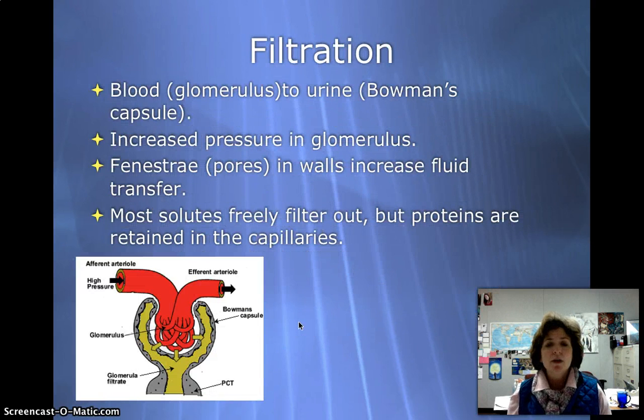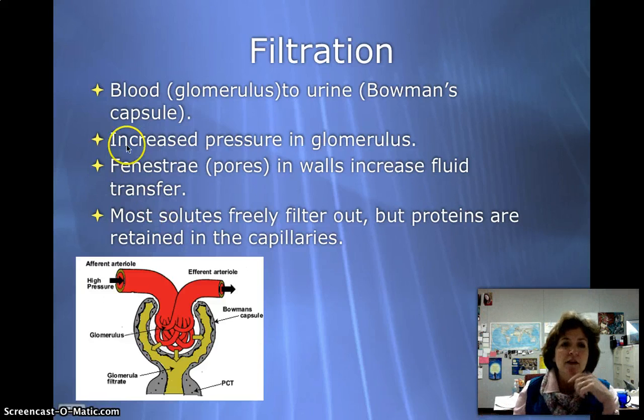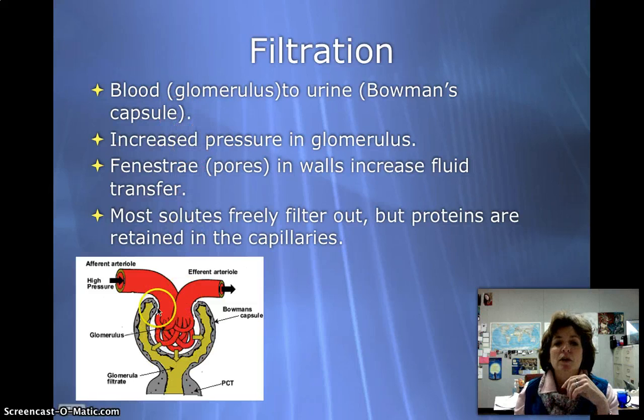So really there are three major actions that occur in the kidney to allow for urine formation. The first one is filtration, and filtration occurs between the glomerulus and Bowman's capsule. And we talked about the fact that the capillaries in the glomerulus have a lot of open pores in them. They're more open to allowing things to come out.